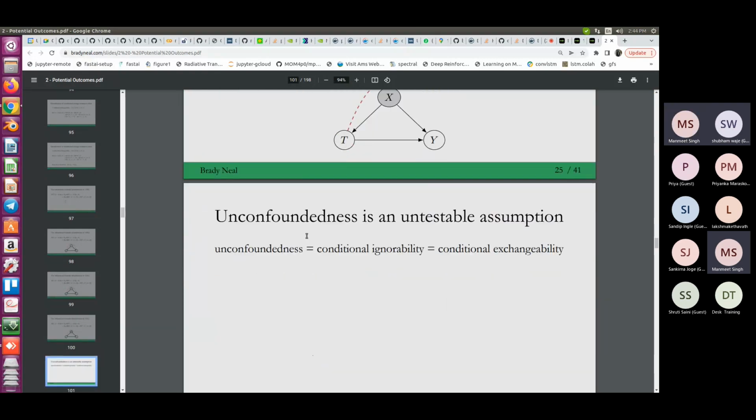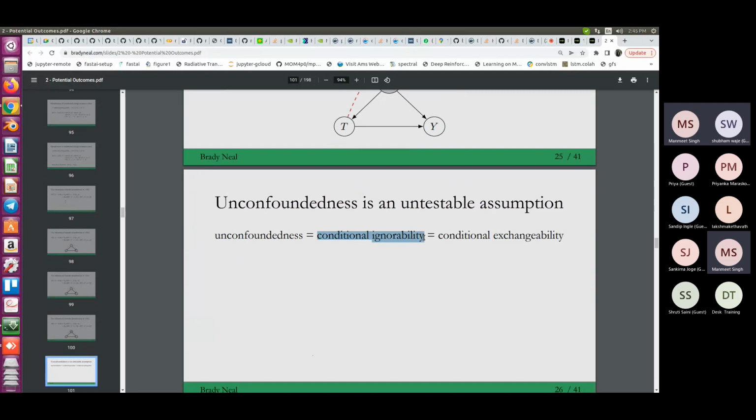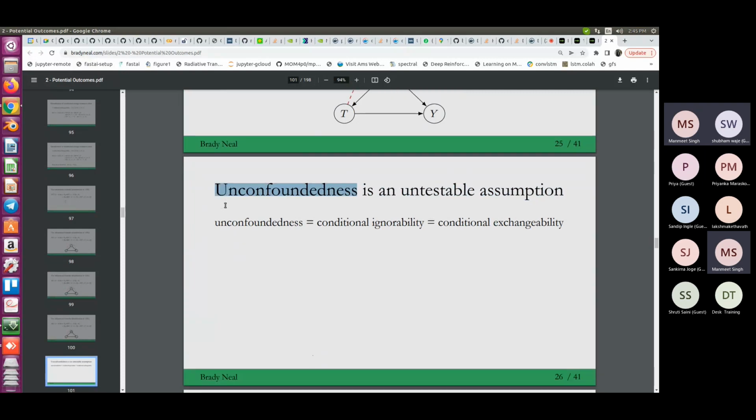Also, the conditional ignorability. So we saw what is ignorability: Y0, Y1 are independent of the treatment. Unconfoundedness is an untestable assumption. So we assume in causal inference that we are not having any confounders, or what we are calling unconfoundedness.